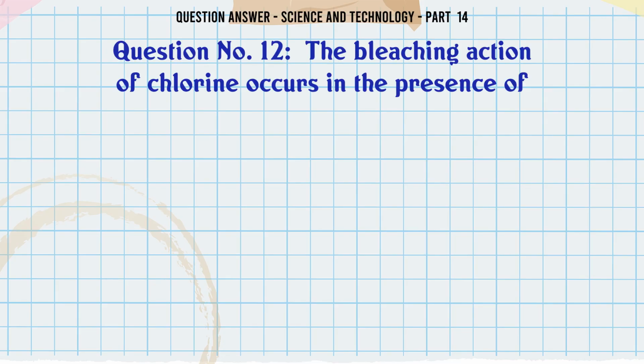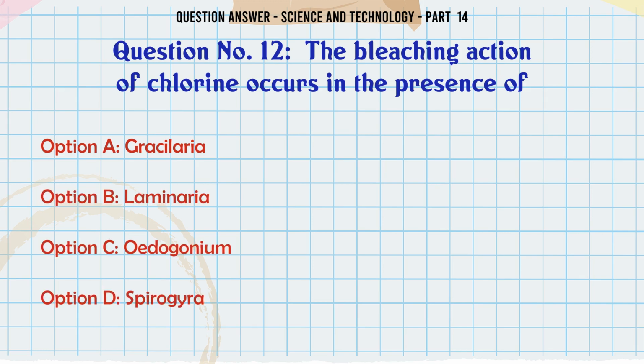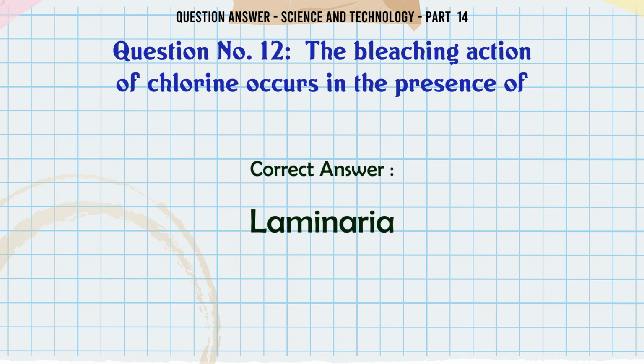The bleaching action of chlorine occurs in the presence of A. Gracilaria. B. Laminaria. C. Oedogonium. D. Spirogyra. The correct answer is laminaria.